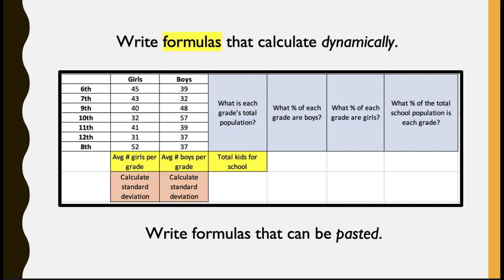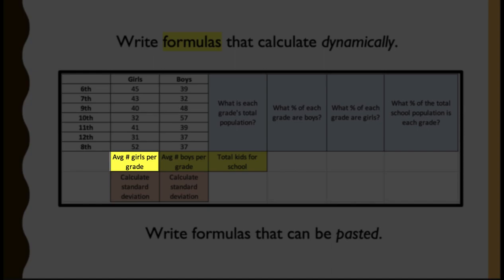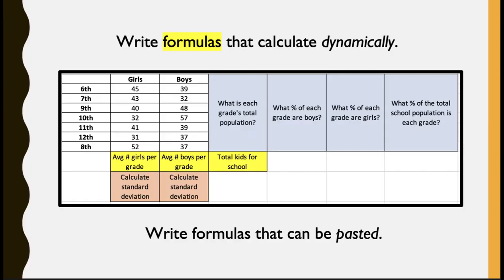I also want you to calculate the average number of girls per grade and the average number of boys per grade. And then for each of those averages, also calculate the standard deviation. Remember when you do those calculations that your range just needs to be the original data set. You're not going to want to include this row in your range of numbers.